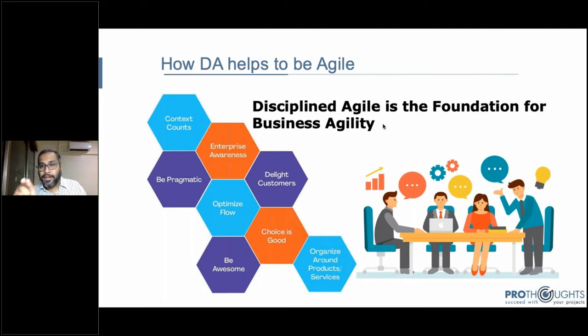So that's where Disciplined Agile is positioned, to help transform businesses, to bring agility to the business. And that's where it is designed to solve that problem.